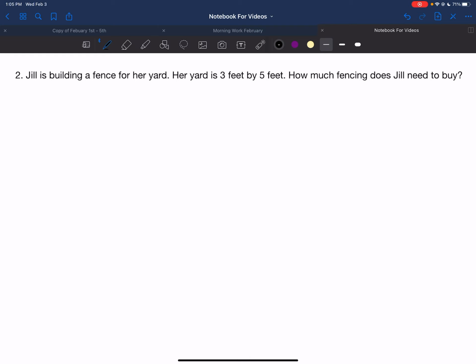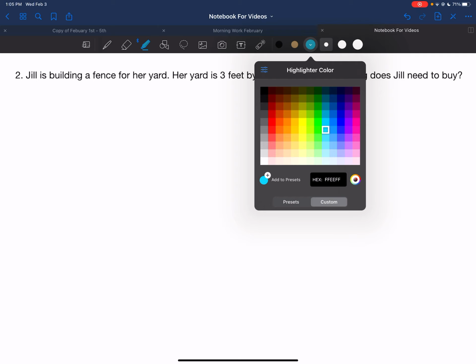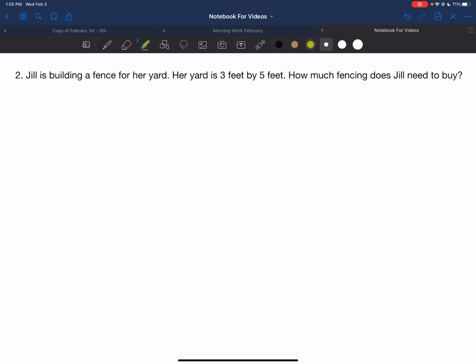Jill is building a fence for her yard. Her yard is 3 feet by 5 feet. How much fencing does Jill need to buy? Now, this problem doesn't specifically ask you if we're solving for area or perimeter, so we need to think about what the problem's asking. So Jill is building a fence for her yard.